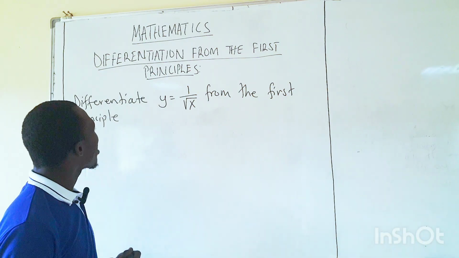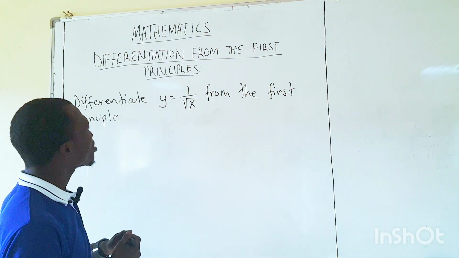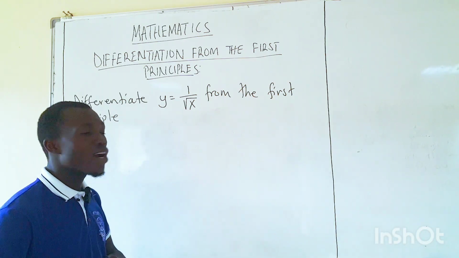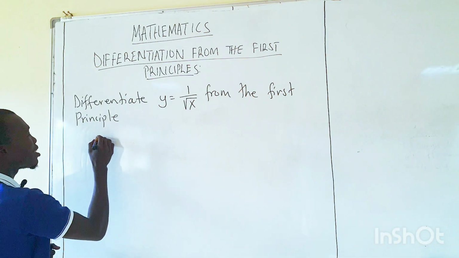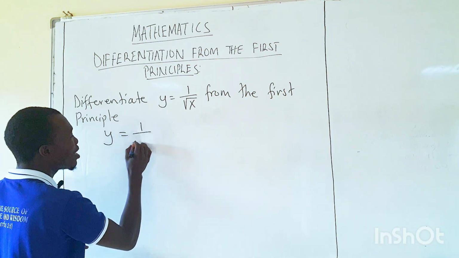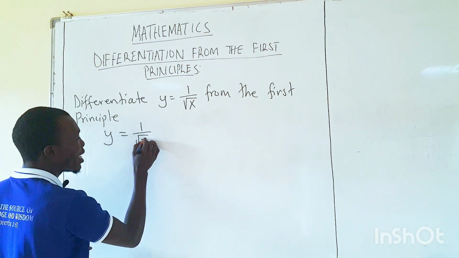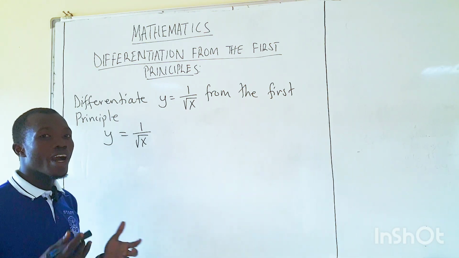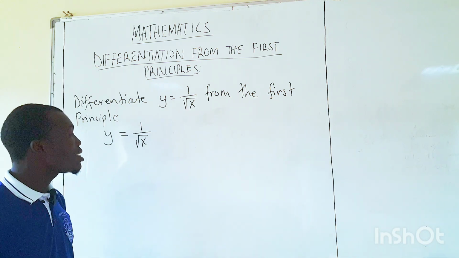Today we are going to look at differentiation from the first principle. Look at our function given. They are saying differentiate y is equals to 1 over root 2x from the first principle. How are we going to handle this? The steps remain the same.